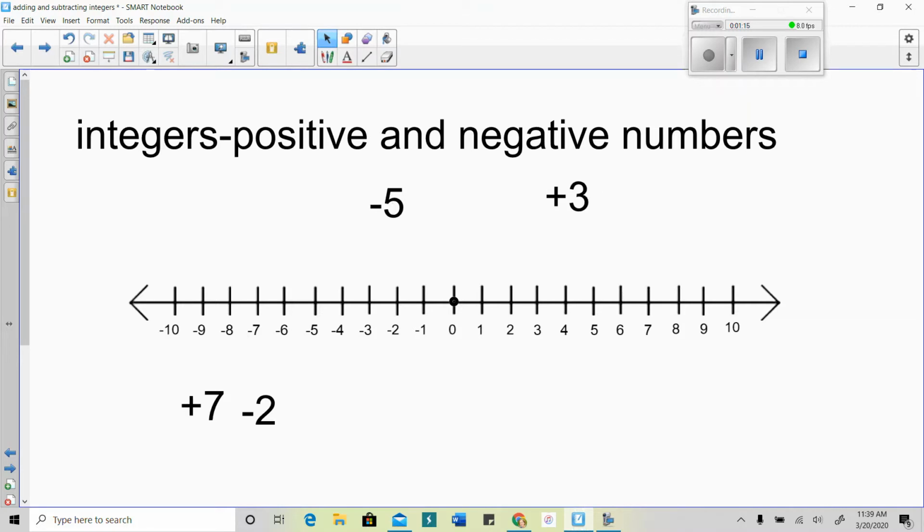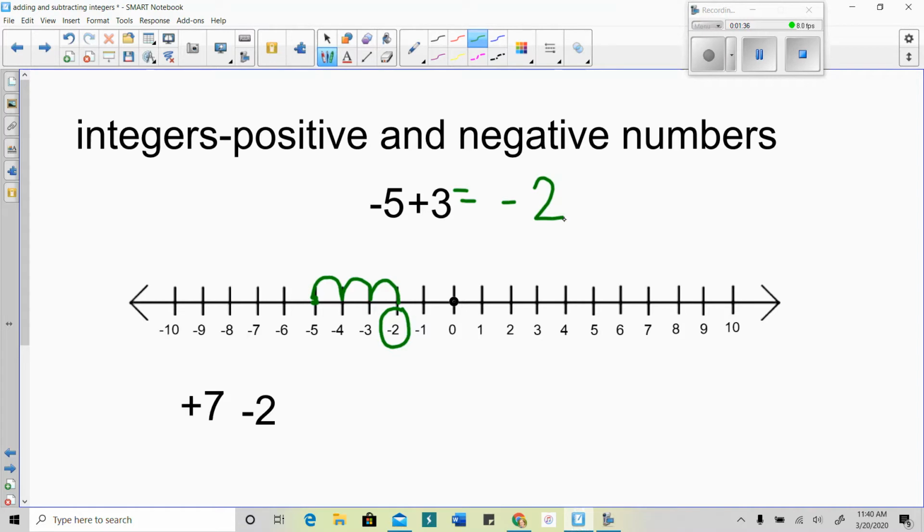So let's say I had -5 and I wanted to add 3. If I started at that -5, which was 5 below the 0, and I added 3, I'm going to the right 3, so I'm getting 3 larger. So I bounce to the right, and you'll notice I end up at -2. And you're saying, well, how did that happen? I added and I'm not getting 7, I'm getting 2.